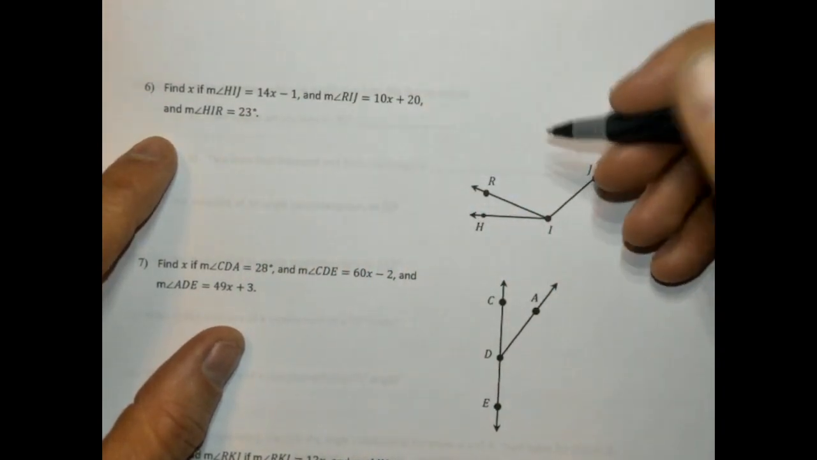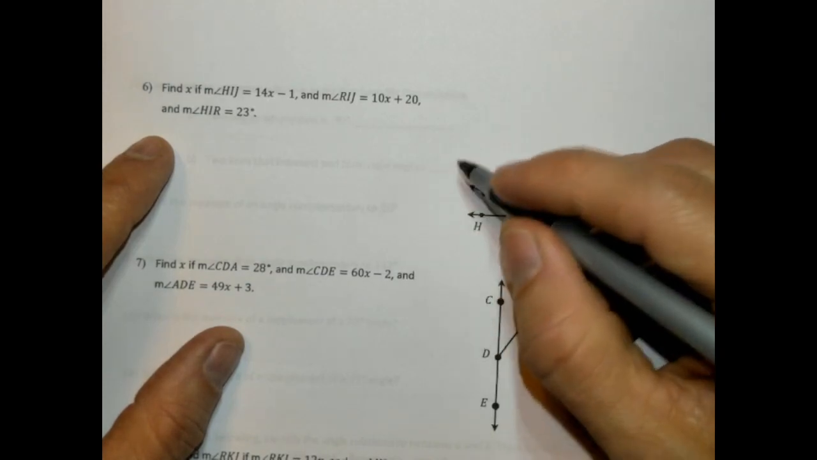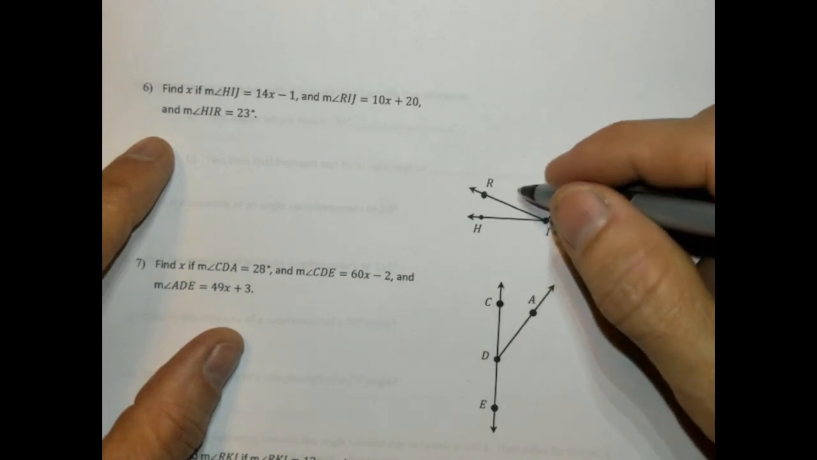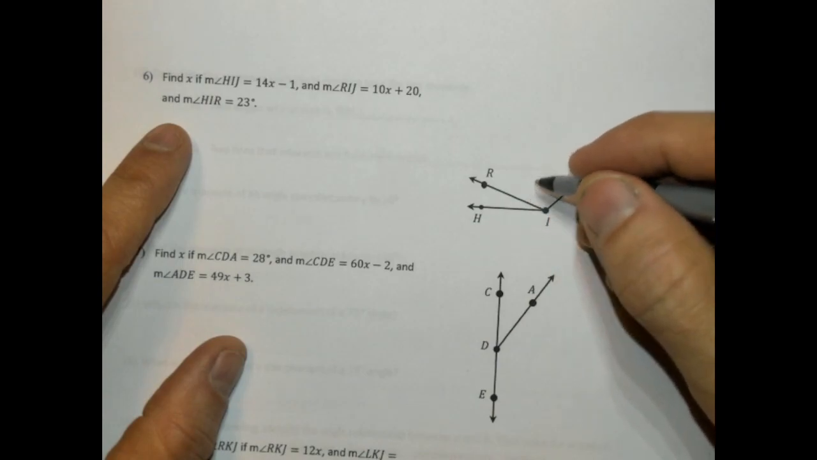Find the measure of x if the measure of HIJ is 14x minus 1, the measure of angle RIJ is 10x plus 20, and the measure of angle HIR is 23. Okay. So we're looking for HIJ, which is this whole thing, right? H to I to J. We're finding x. The whole thing is 14x minus 1.